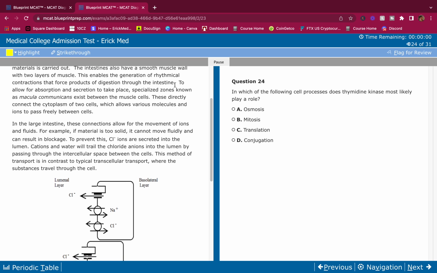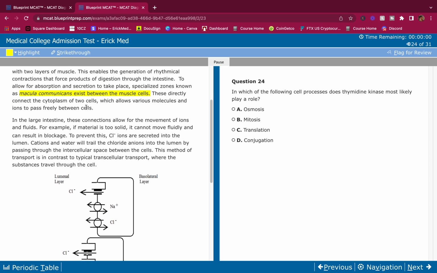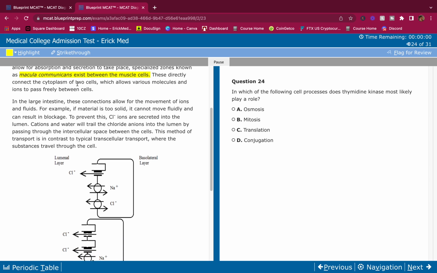All right, so to allow for absorption and secretion to take place, specialized zones known as macula communicans exist between the muscle cells. Okay, I did not know this, so I'm going to highlight this. It stuck out at me. What are these macula communicans? These directly connect the cytoplasm of two cells, which allows various molecules and ions to pass freely between cells.